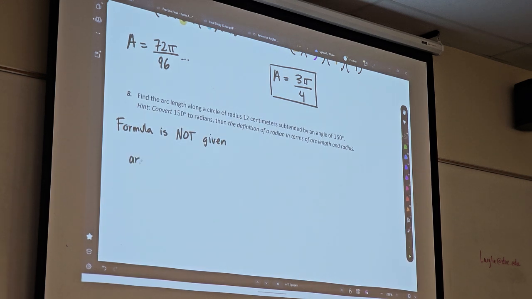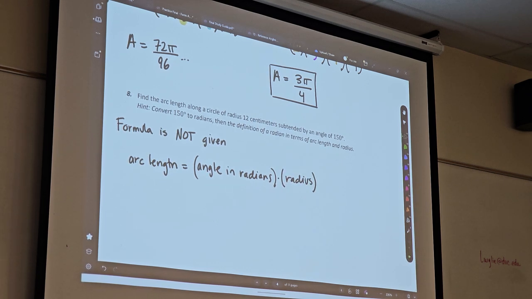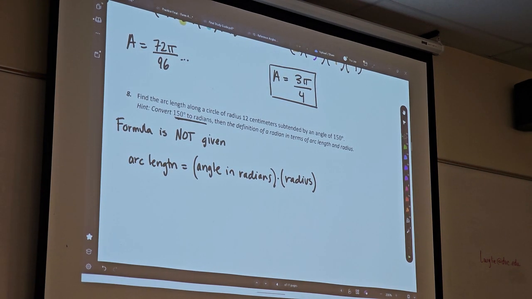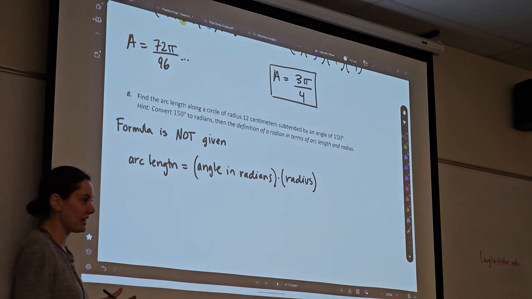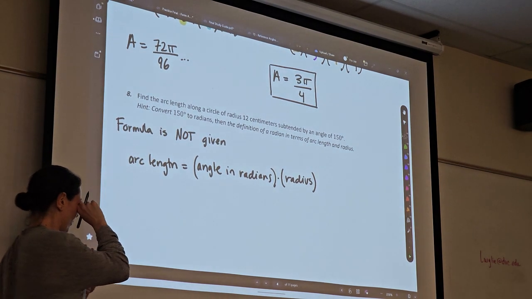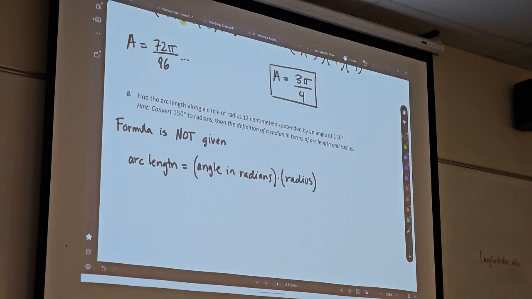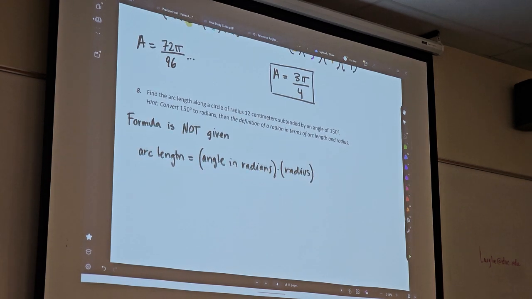Your arc length is your central angle, but in radians, times your radius. So, since I write that hint, step 1, convert this to radians. Step 2, take that number and multiply by the radius. You can totally get it right, being like, those are my 2 steps for problem number 8. That's fine. But the reason why I'm not giving you the formula is because I want you to remember what a radian is.